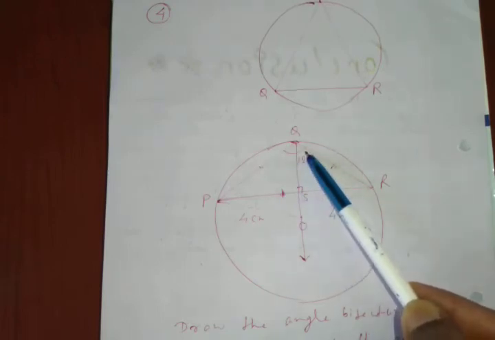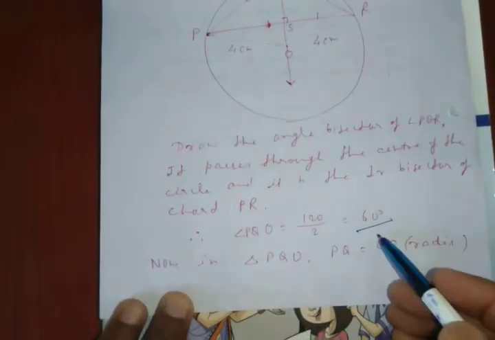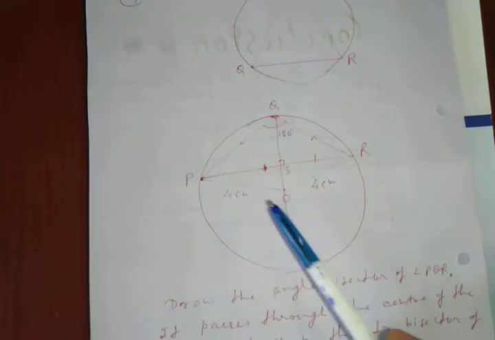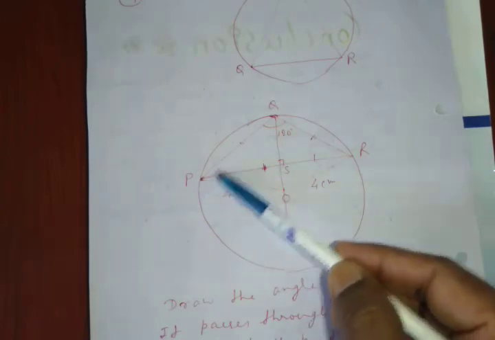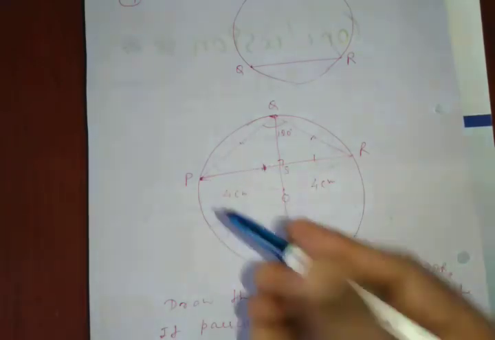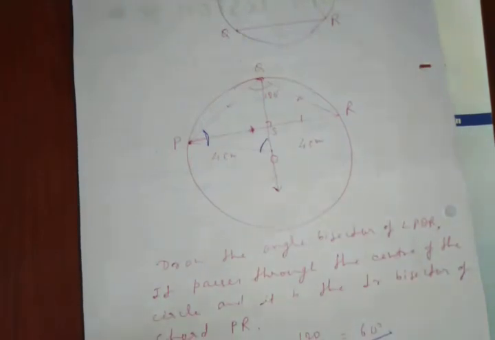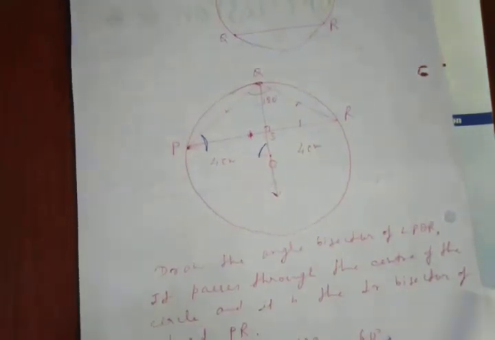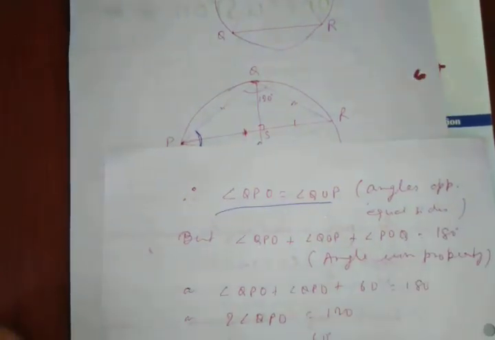So this is 120, so this will be 60 degrees here, and this is 60 as well. Next, in triangle PQO, these two sides are equal, that is PQ equal to OQ, because these two are the radii of the circle. Therefore you have this angle equal to this angle, because when two sides of a triangle are equal, their opposite angles are also equal. I have written this property: angles opposite to equal sides of a triangle are equal.